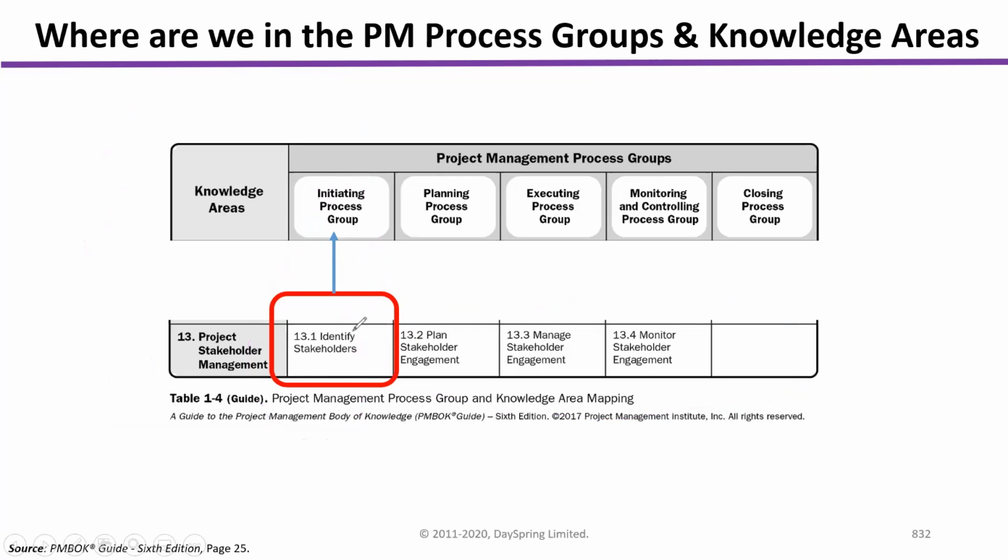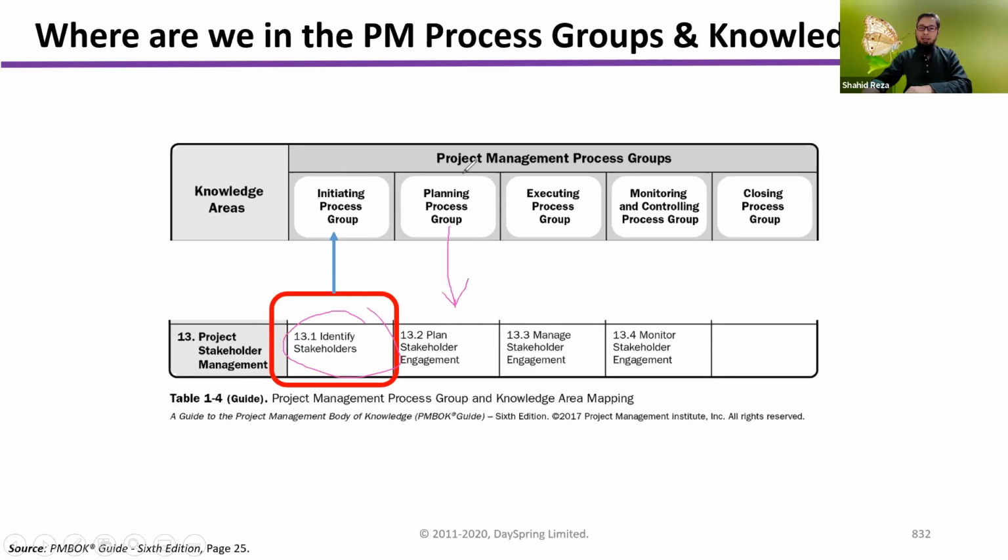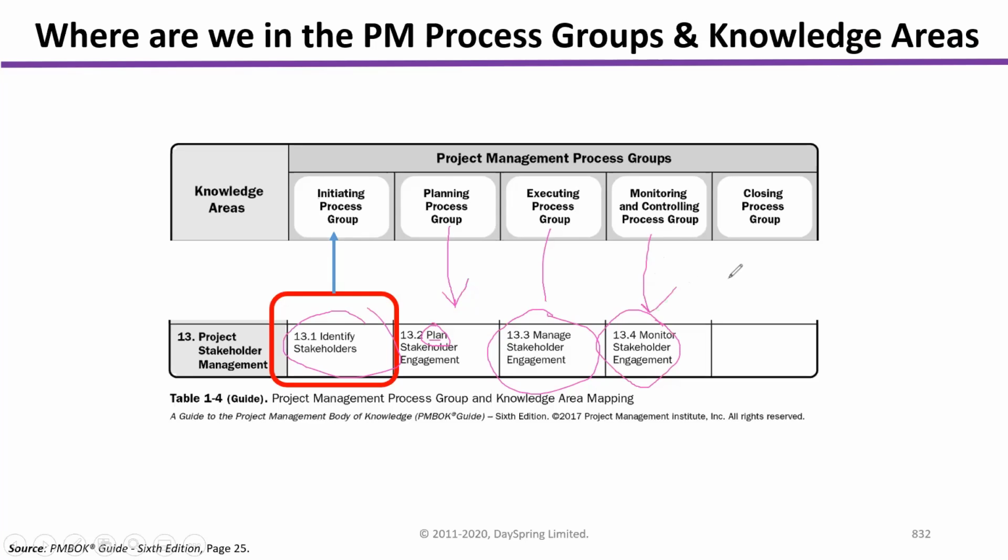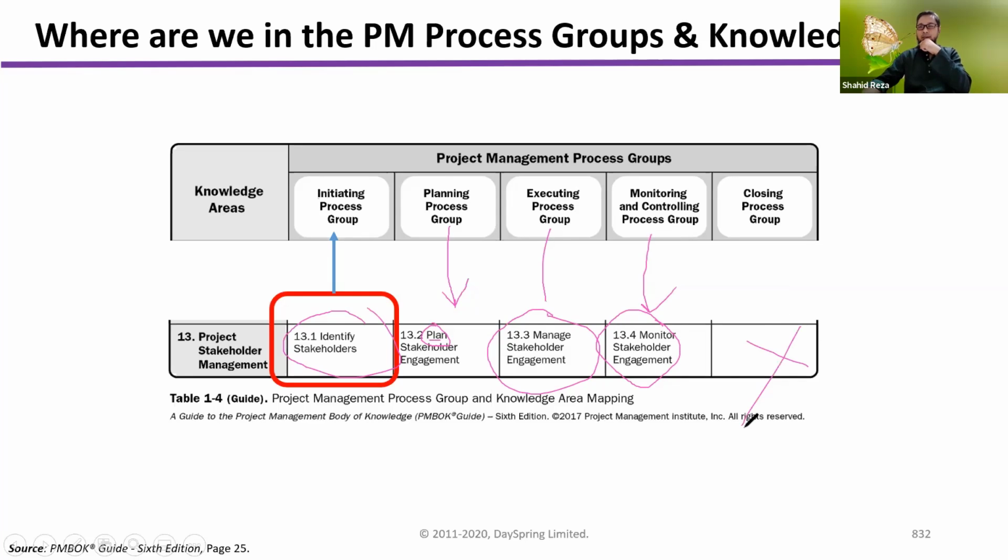So what we are seeing here, identify stakeholders is under the initiating process group. Plan stakeholder engagement is under the planning process group, right? Generally, the processes under the planning process group, their names start with the word plan. Mostly, their title starts with the word plan. All right. Second is the executing process group. Third one, manage stakeholder engagement, that is under execution. And monitor stakeholder engagement, that is under monitoring. In the closing process group, there is no process in the stakeholder engagement management knowledge area.